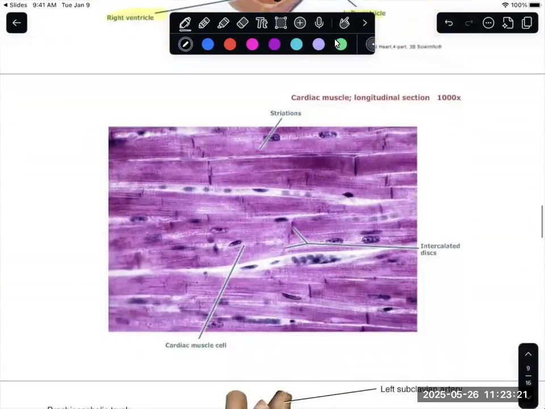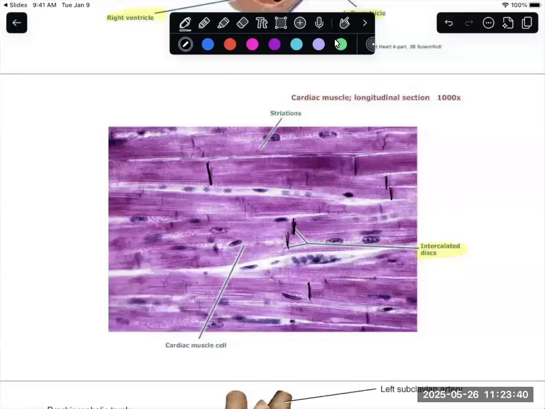So now if we look at cardiac muscle real quick, we looked at this in Anatomy 1. We're seeing it again. We have these intercalated discs. Those intercalated discs are these dark little lines found within our muscles here.